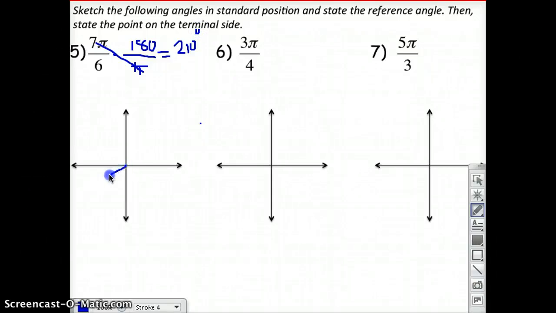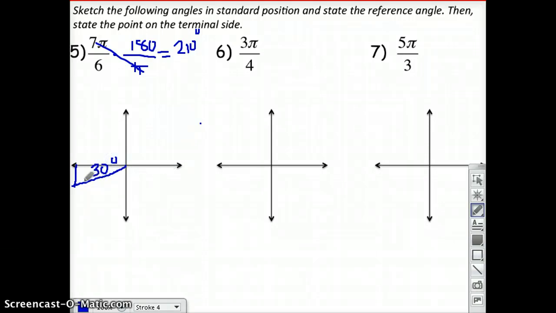So if I sketch it in quadrant 3 and connect to the x-axis, I have to figure out my reference angle. It's going to be a special angle, either 30, 45, or 60. It has to be. If not, I'm not going to have any way to answer this question. So if this is 210 and this is 180, this has got to be a 30-degree reference angle.